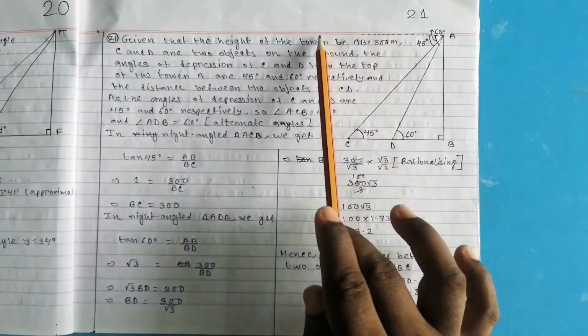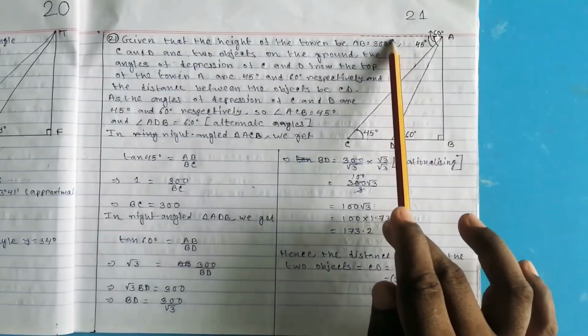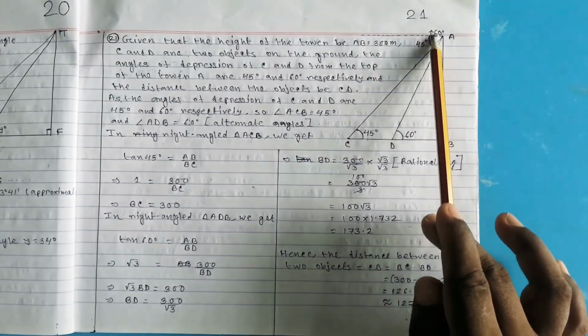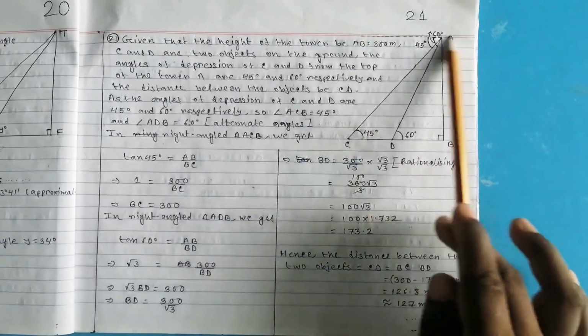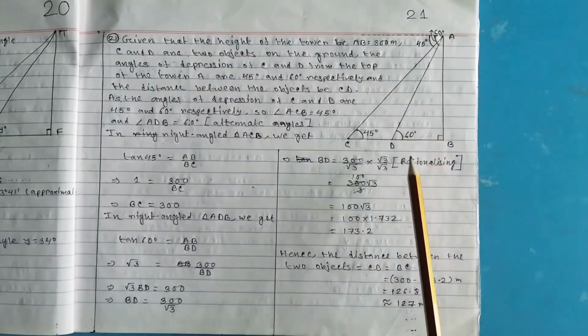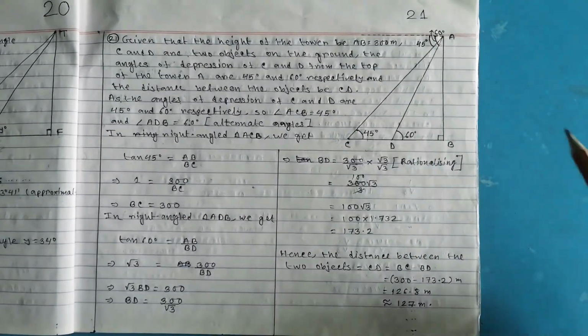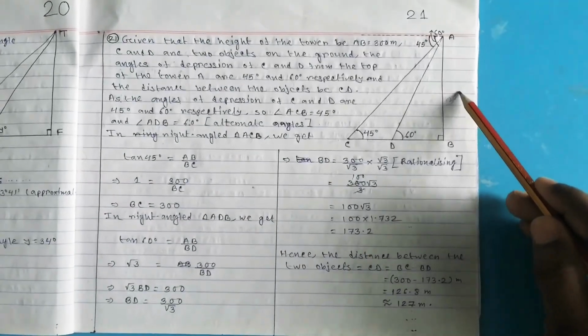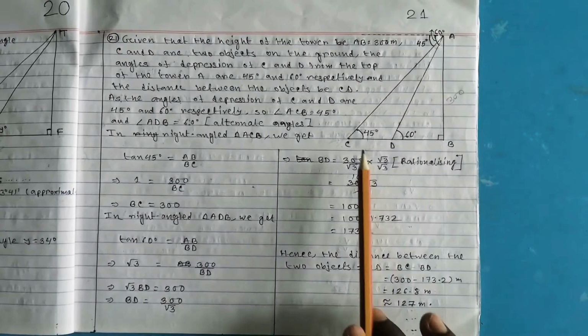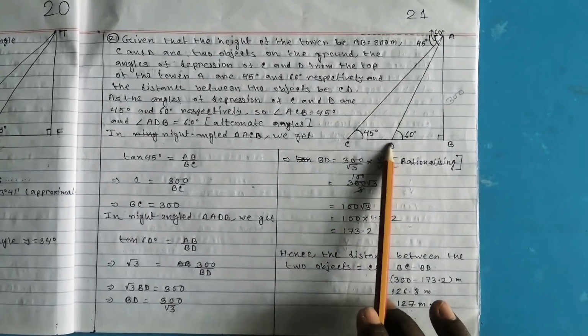Okay, so from here you have to draw a horizontal line. By dotted line I have shown here, but you have to draw a horizontal line. So this angle will be 45 degree and this angle will be 60 degree. These two are parallel and this is transversal, so alternate angle will be 45 degree, alternate angle will be 60 degree. And this is given how much? 300. AB is given 300. Height of the tower is given 300. What you have to find? You have to find the distance between the two objects. It means distance between C and D, means CD you have to find.